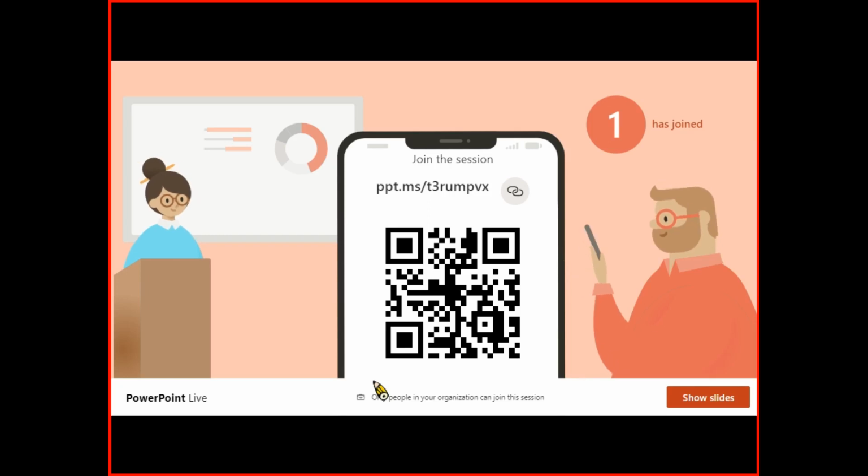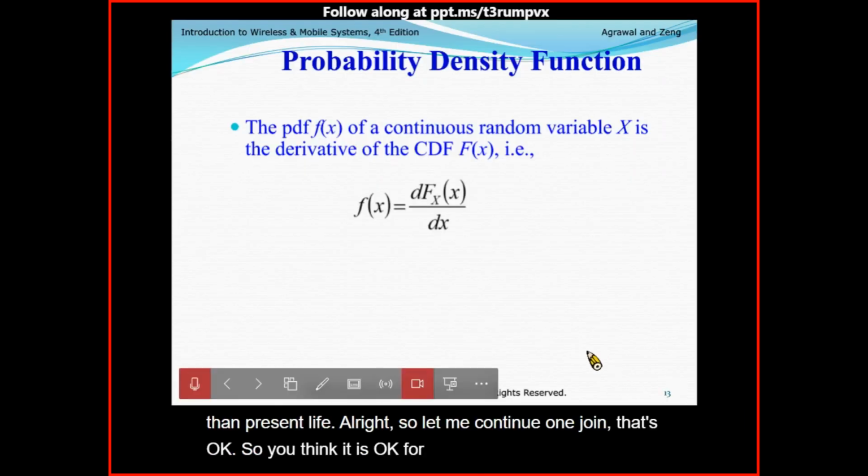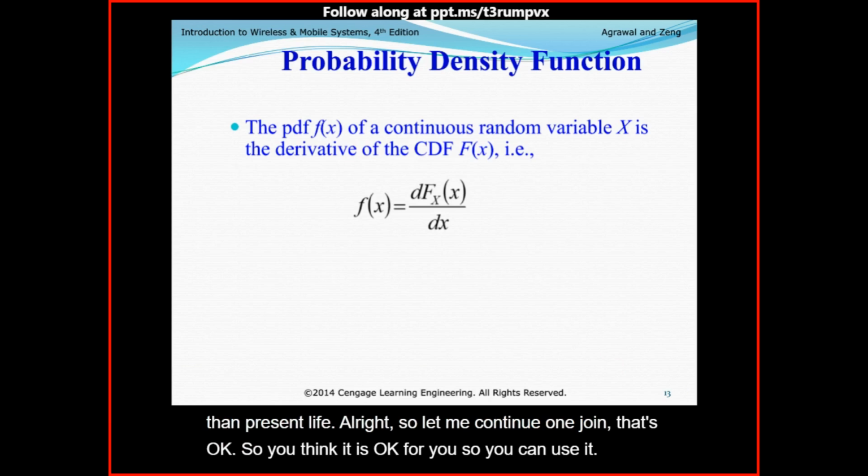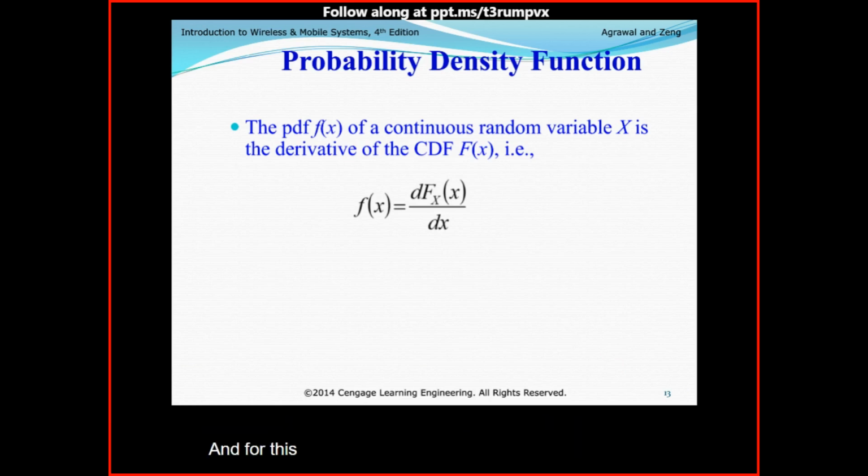All right, so let me continue. One joint, that's okay. So you think it is okay for you, so you can use it. And for this one, actually, we don't know the relationship.